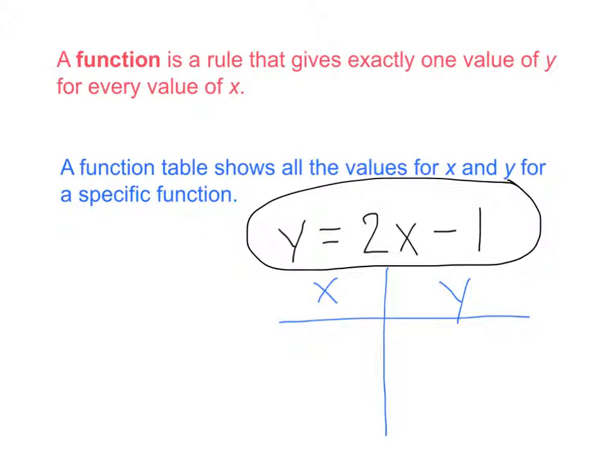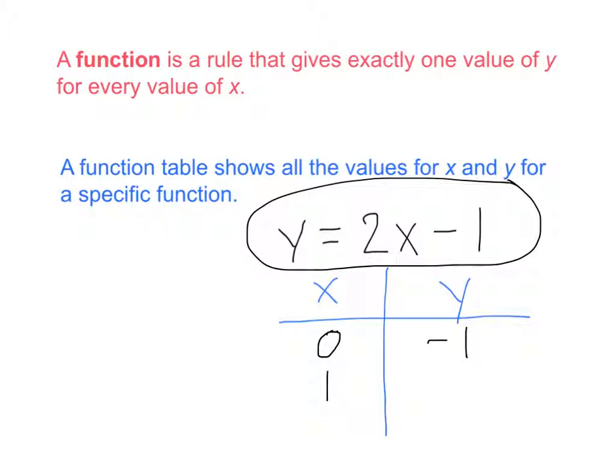That's a rule, right? It says for every number that I put in as x, I will get one number as y. For example, if I say that x is 0, what will y be? If I do 2 times 0, what do I get? 2 times 0 is 0. And then minus 1 is? So when x is 0, y is negative 1.